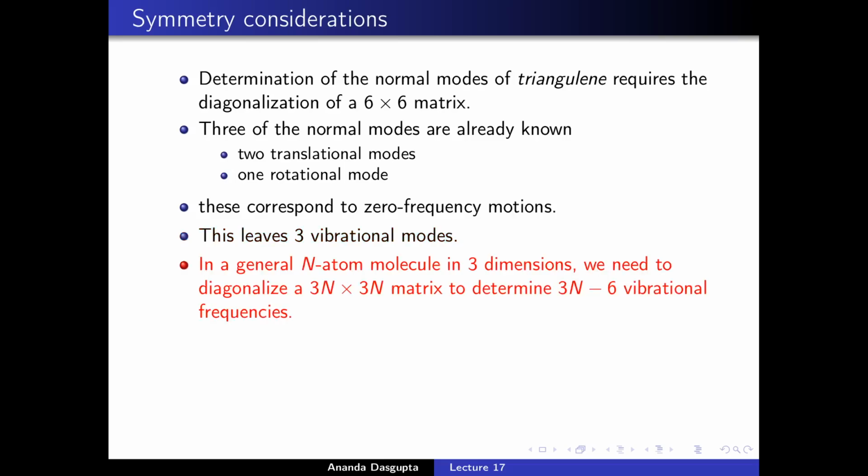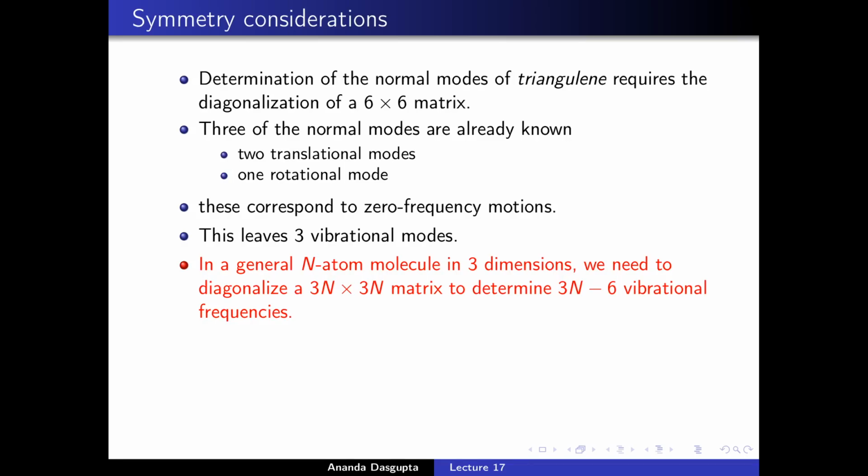In a general n-atom molecule in 3 dimensions, we will need to diagonalize a 3n by 3n matrix, and this could be very huge depending on the value of n, and there are 6 zero frequency modes in such cases, because now that we are in 3 dimensions, the molecule can translate in any of the 3 independent directions and can rotate about 3 independent axes. So if you leave out these 6 translational and rotational degrees of freedom, this leaves us with 3n minus 6 vibrational frequencies. And to determine these, what we need to do is to diagonalize a 3n by 3n matrix.